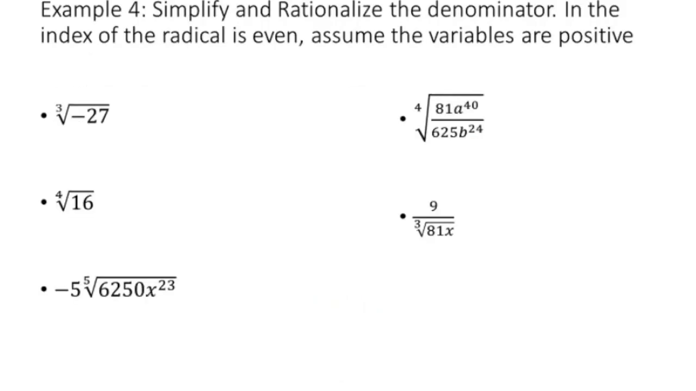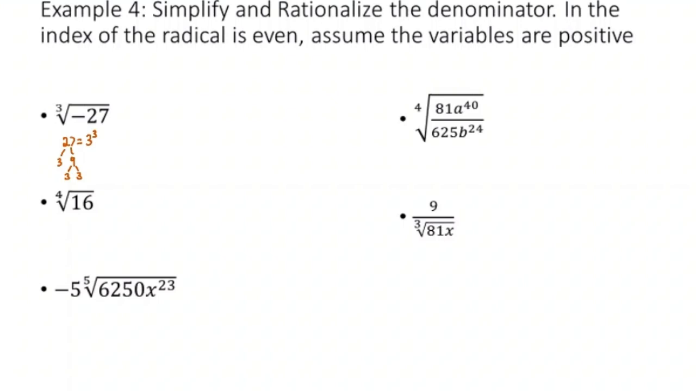Now we're going to simplify and rationalize the denominator of each of these expressions. First, let's start off with the cube root of negative 27. When it comes to cube roots, fourth roots, and fifth roots, it does help to factor the number into a product of primes. So 27 is 3 times 9, and 9 is 3 times 3. So 27 is 3 cubed.